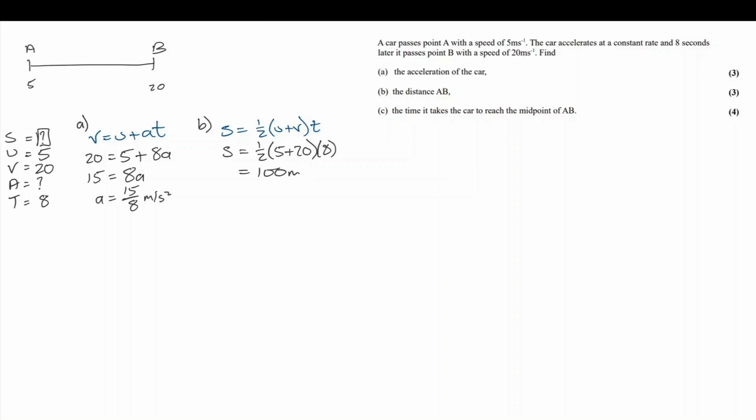Part C asks us to find the time it takes the car to reach the midpoint of AB. Now, a lot of students jump in and try to halve the time, and think, well, how far has it gone in 4 seconds? Or they think the answer is 4 seconds.